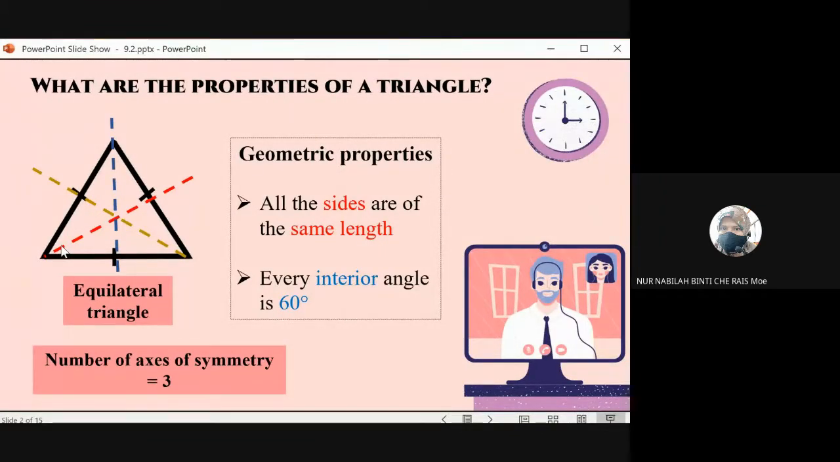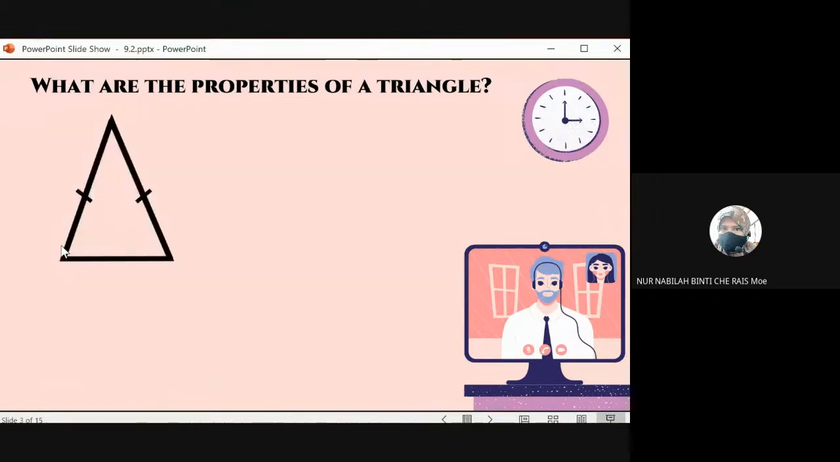The second triangle is like this. You only have two marks here. Two marks mean that this length equals this length, but the other length is not equal to these two. This one we call an isosceles triangle. So what are the geometric properties of this one?